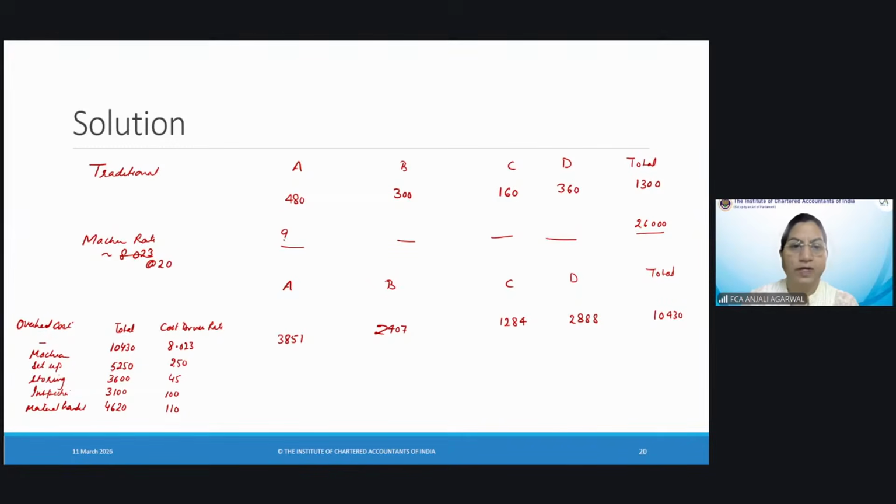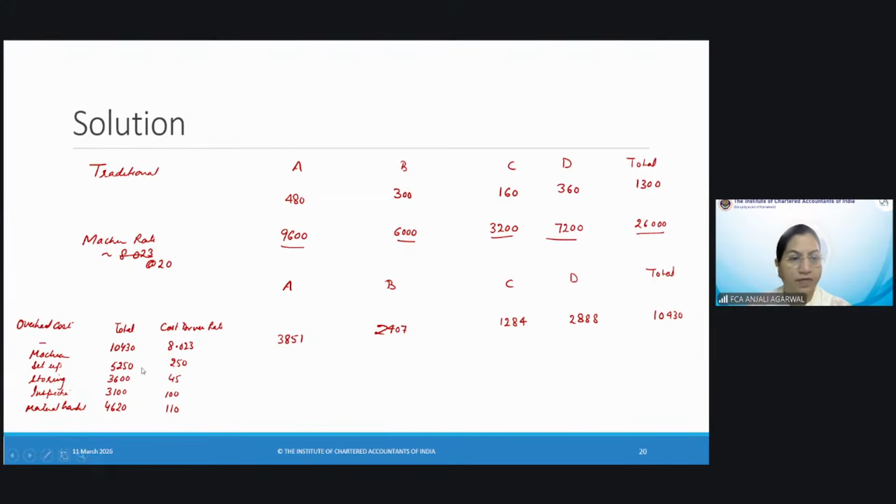480 into 20, 9,600, 6,000. Now this will total to 26,000. 9 and 6, 15, 16, 17, 18, and right. So machine has been allocated. 10,420 has been allocated amongst the four.